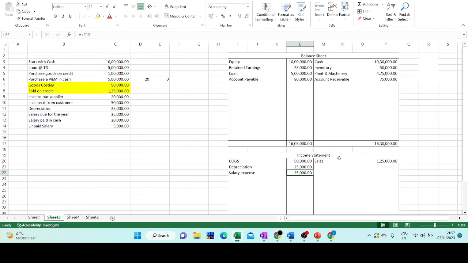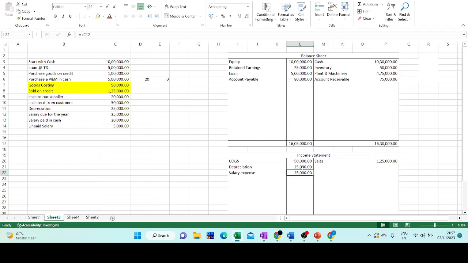Now guys, why is this so? Why are we reporting a salary expense of 25 when we are paying only 20? Any idea guys? Please tell me. Because of the accrual method of accounting, which says that expenses are recognized when they are incurred and not when they are paid in cash, right?